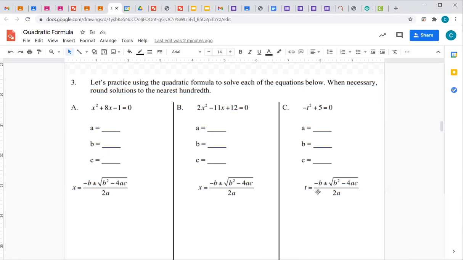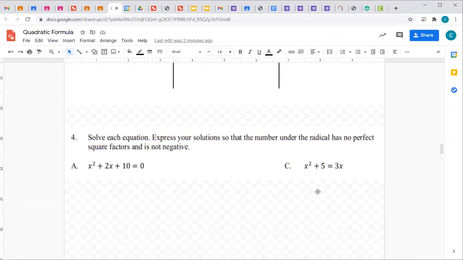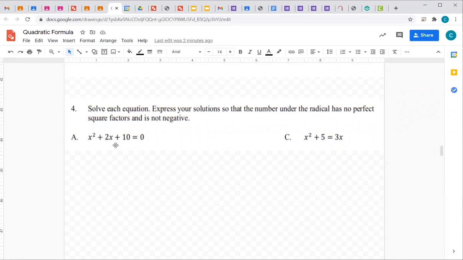So there are 3 questions here. There are 2 more here where you're going to have i in the answer, complex numbers. Remember how that works from last week, but you're still using the quadratic formula to solve. Notice number C, first you have to set it to 0. So maybe subtract 3x, so that it's equal to 0. Everything has to be on the same side to solve that. So you're going to solve those 5.